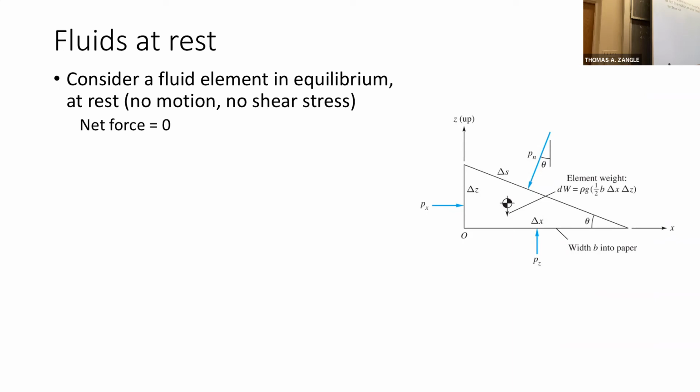So if we consider a fluid element in equilibrium at rest, so no motion, and therefore the velocity is zero, so there's no shear stress. So the net force on this fluid element is zero, right? We can do a force balance on this fluid element to learn something about pressure. And we're going to assume that there is nevertheless some pressure, some unknown px, pz, and this, we're going to call this pn, acting on this fluid element.